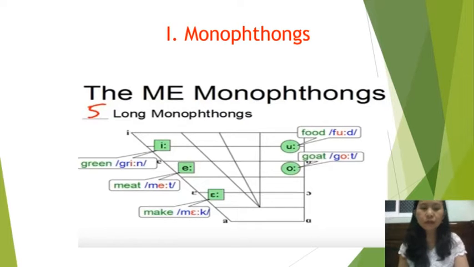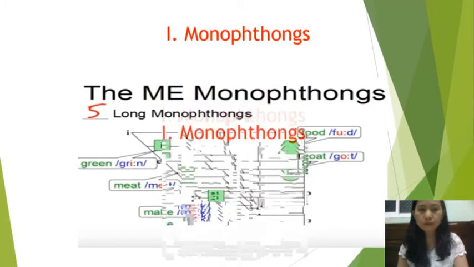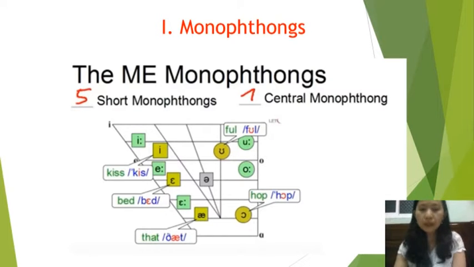Let's continue with short monophthongs. Here we have 5 short monophthongs and 1 neutral monophthong. We have a mid-high front vowel E in kiss, a front vowel A in back, a low front vowel A in that or in heart, a mid-high back vowel U in full.